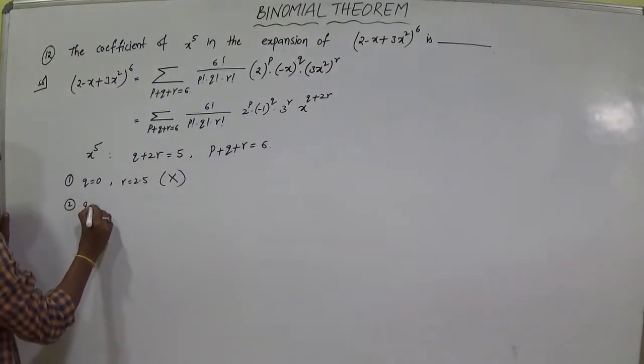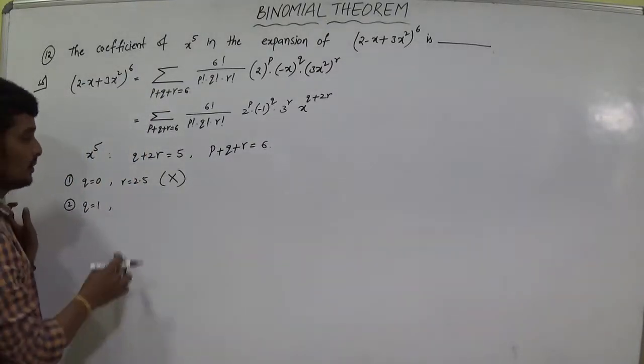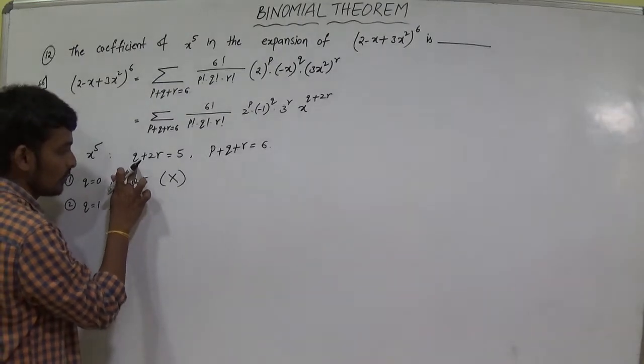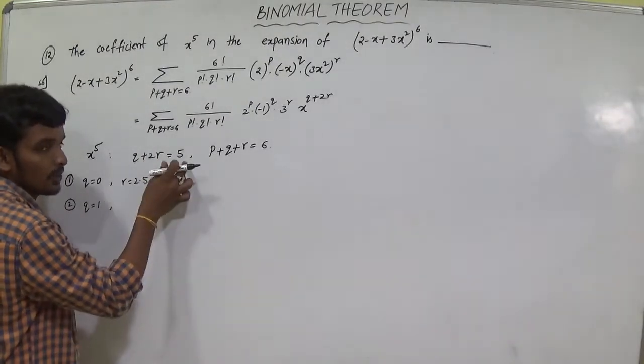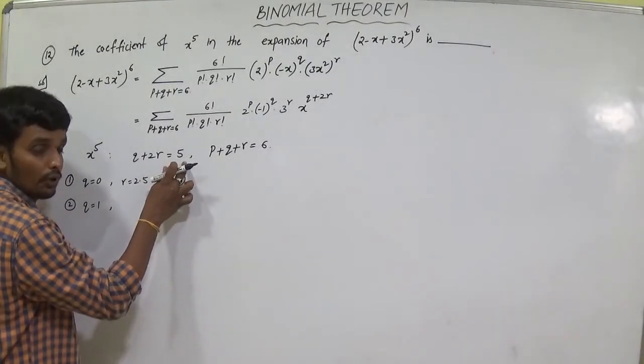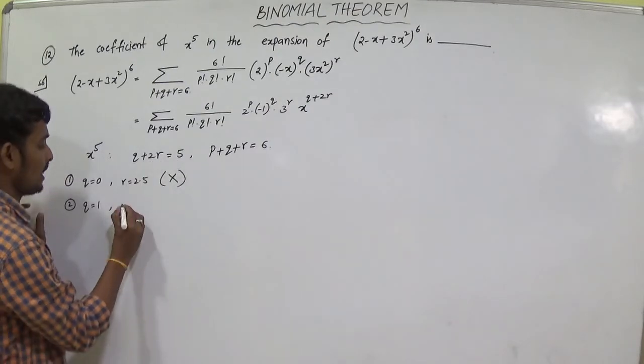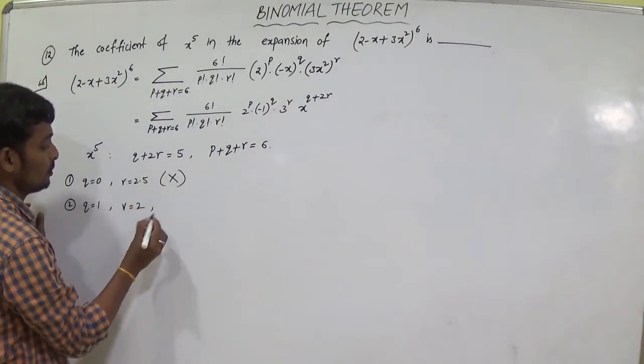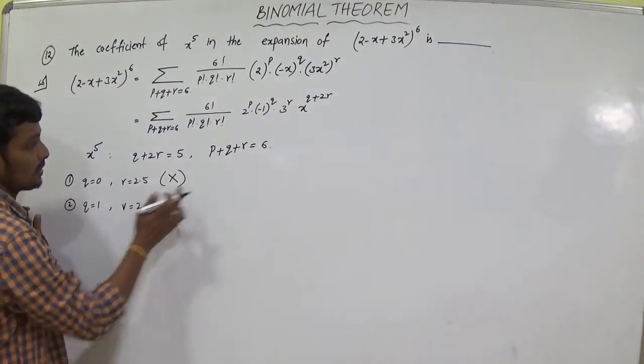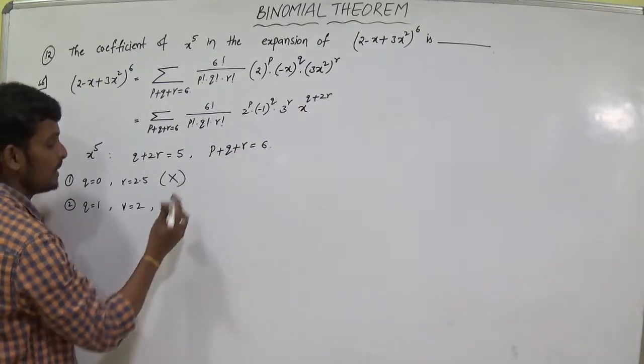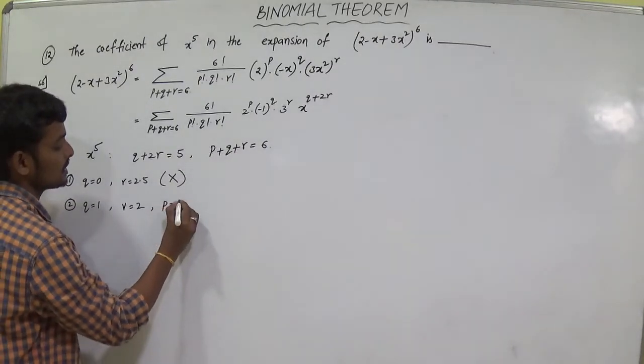If q is equal to 1, take q is equal to 1. Transposing 1 to here, 5 minus 1 is 4, and 4 by 2 is 2. So the r value is equal to 2. Here q is 1 and r is 2, 1 plus 2 is 3, then p is also 3. The case is applicable.